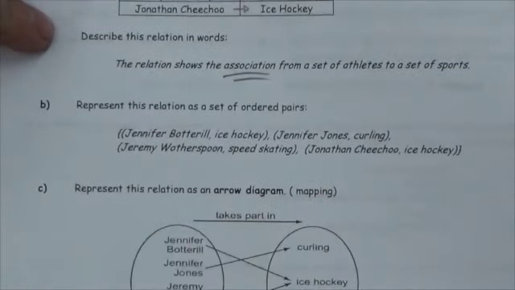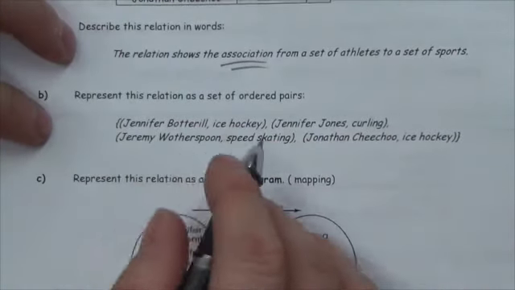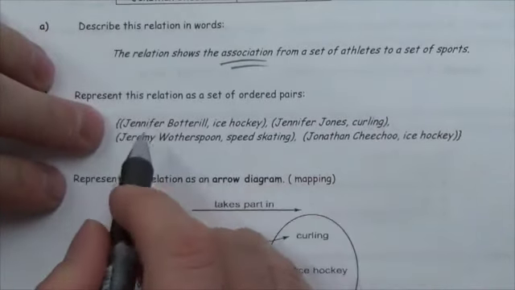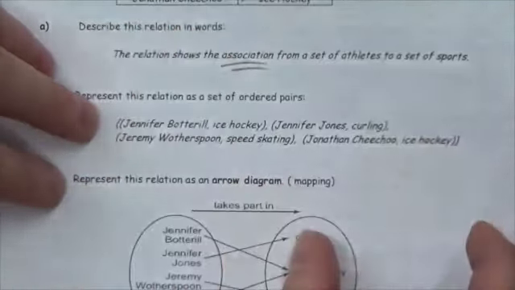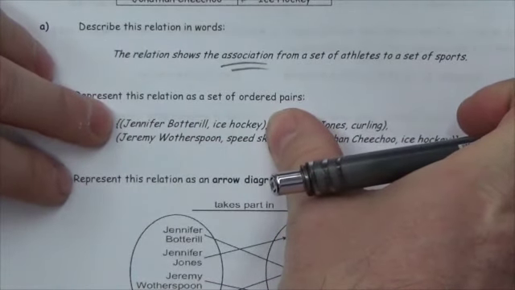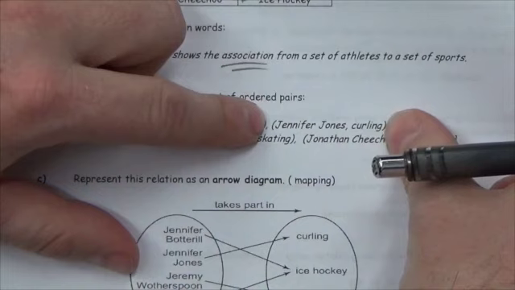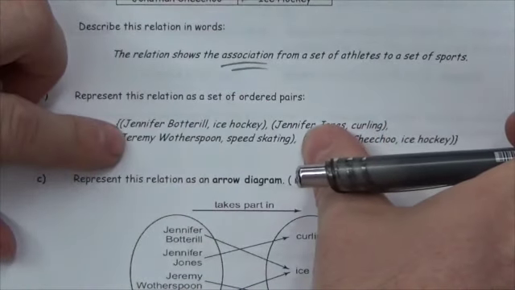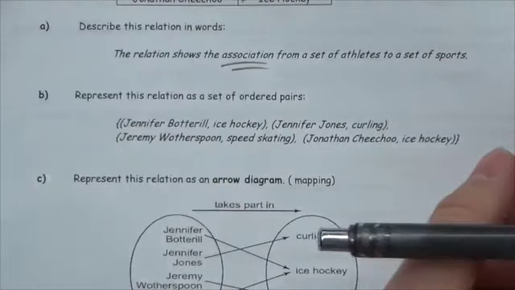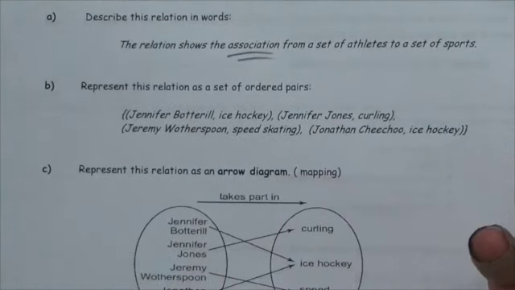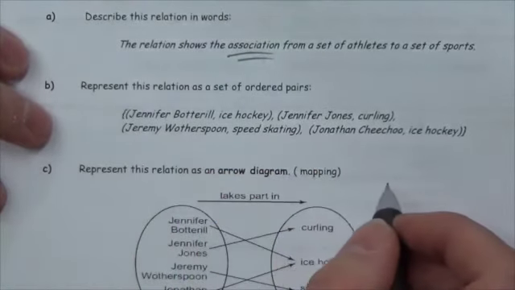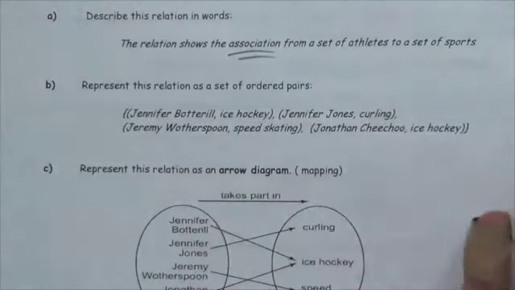Now we could set these up as ordered pairs. This is kind of awkward to do with names here, but you can see it's basically the same as that table of values. There's our first one right there. There we go. Curling, and Jeremy with speed skating, and Jonathan with ice hockey. So anyway, this is a little bit more awkward to do with objects like this, but totally possible.